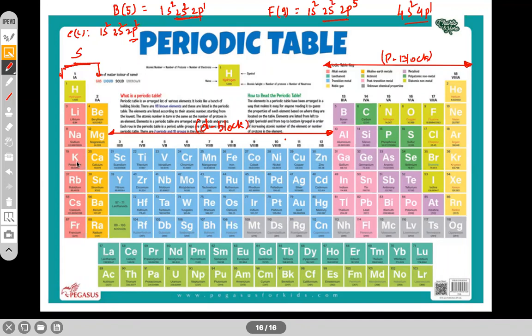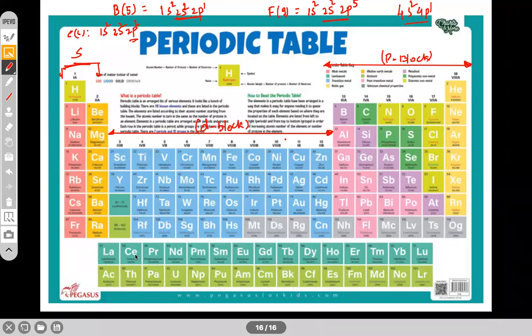Okay. Now the next thing. See, we have classified the elements in blocks. S block, P block, D block. These two are F block. We classified the elements in blocks. My question is, based on what category? It is based on the last electron going into which subshell.